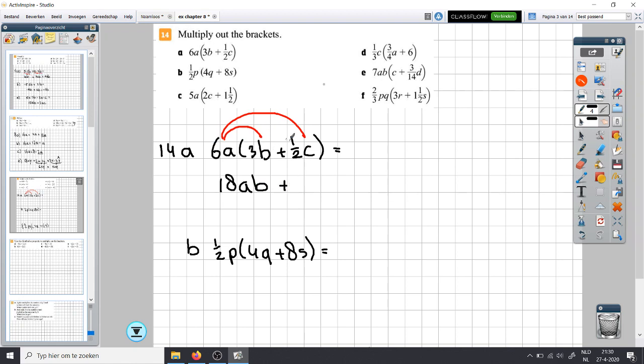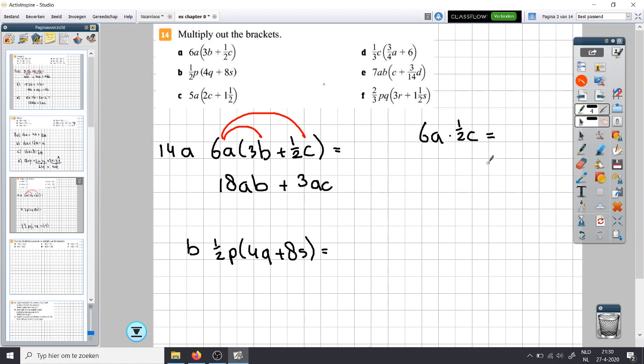Then 6a times a half c. Well, if you multiply with a half, some of you might find that easier. You can do 6 times a half, and most of you will say immediately that is 3. And then ac. What you could do if you do 6a times a half c, right? 6a times a half c.